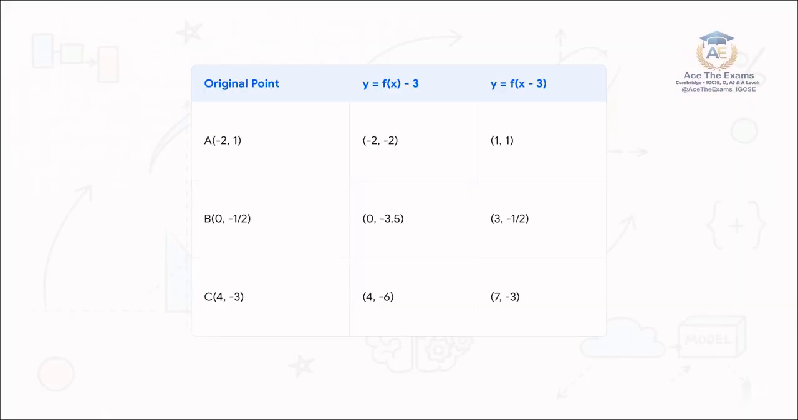Let's see exactly how this maps out with some real coordinates. We have 3 original points, A, B, and C. Let's look at point A, sitting at (-2, 1). Under our first transformation, shifting vertically down by 3, the x stays exactly the same, but the y drops from 1 to -2. Now look at point A under our second transformation, shifting horizontally right by 3. The y stays at 1, but the x shifts from -2, moving right 3 spaces to land precisely at +1. The entire shape moves smoothly, anchor point by anchor point, perfectly preserving its geometry.